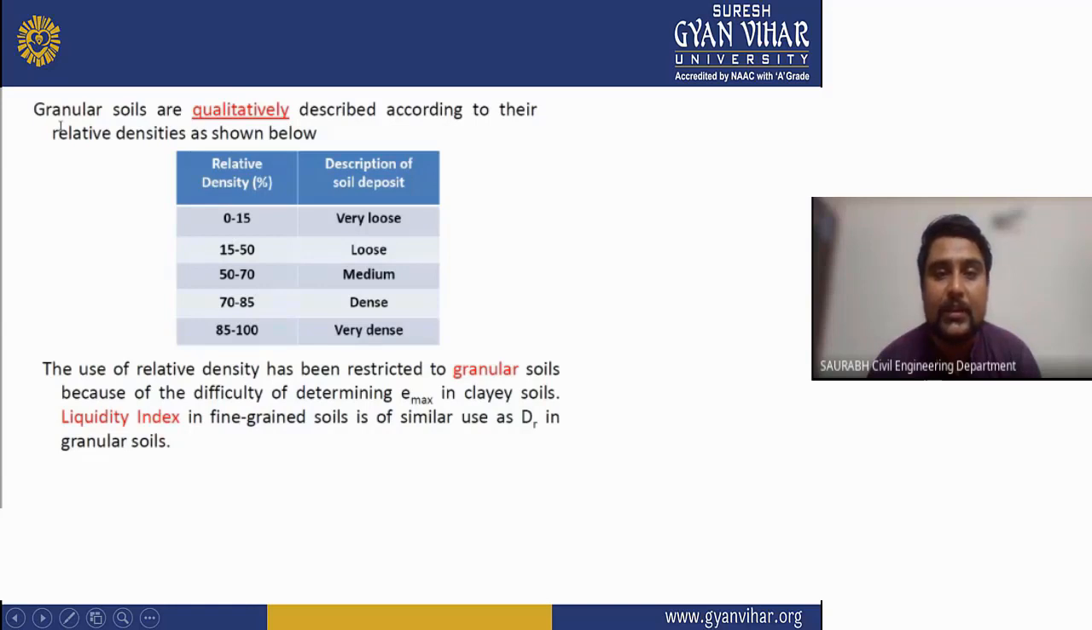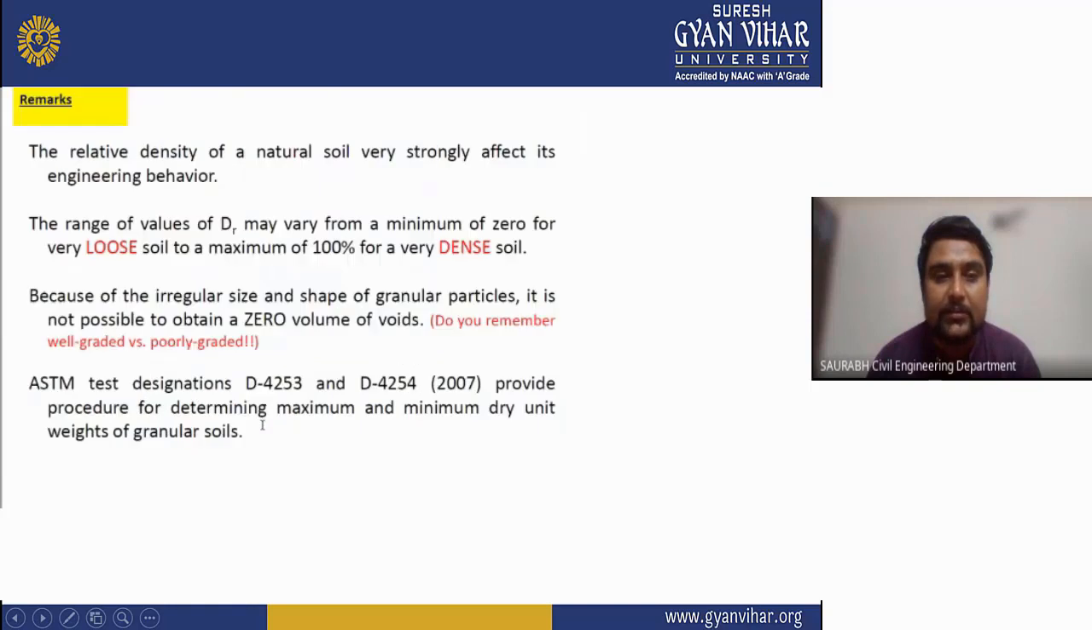Granular soils are quantitatively described according to their relative densities, which is shown below. As you can see, the relative density is given for very loose soil, medium soil, dense soil, and very dense soil. The use of relative density has been restricted to granular soils because of the difficulty of determining e max in clay soil. Liquidity index in fine soil is used similarly to Dr in granular soil.